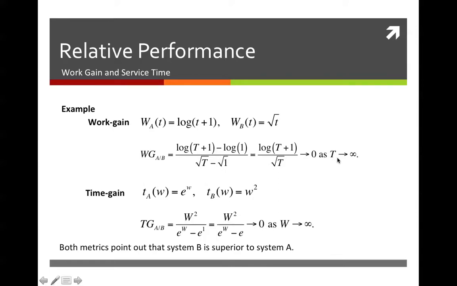As t tends to infinity, this goes to 0 because we know that the log function always grows more slowly than the square root function.